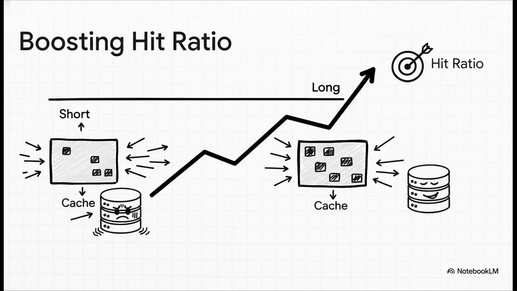So it's pretty simple when you think about it. There's a direct connection between TTL and your hit ratio. If your TTL is too short, popular items get kicked out of the cache too quickly. By increasing the TTL, you keep that frequently accessed data around for longer. And the longer it's in the cache, the higher the chance the next request will be a hit. More hits mean fewer database queries, and that means a faster, happier application.